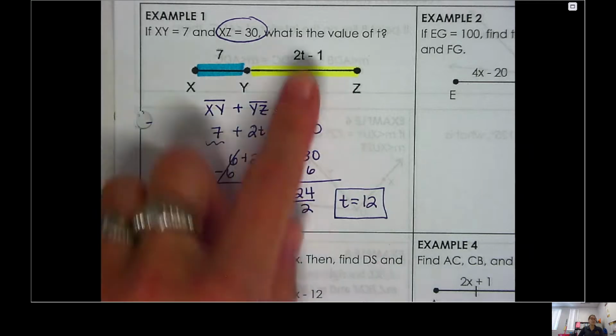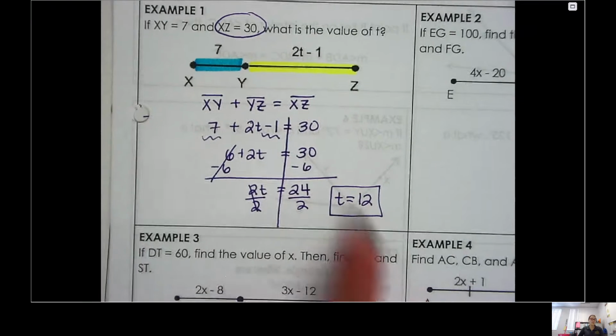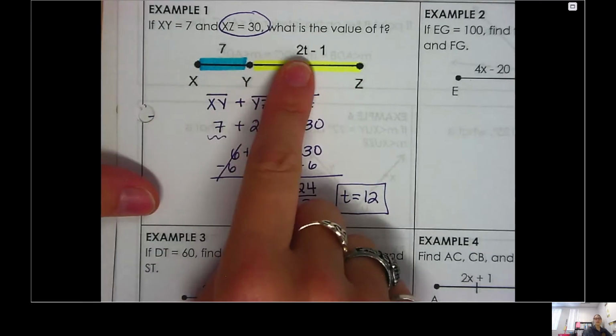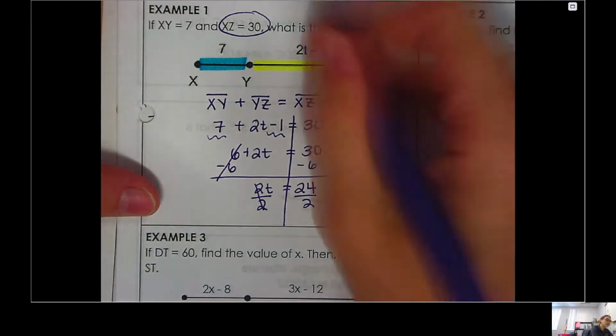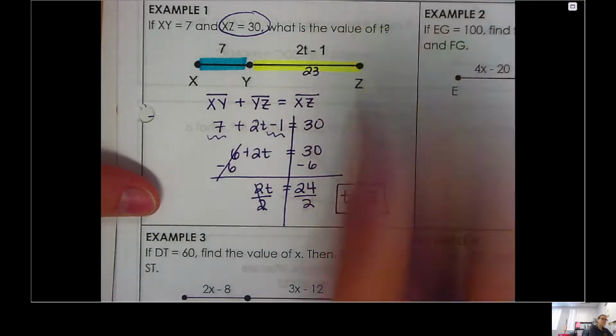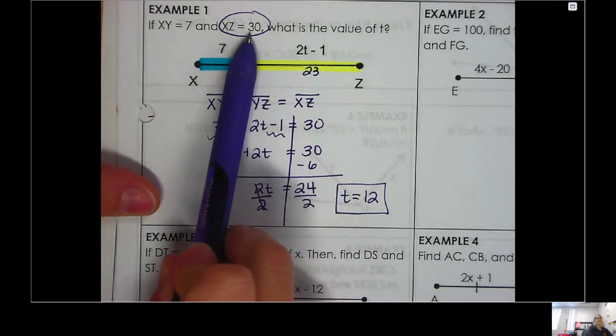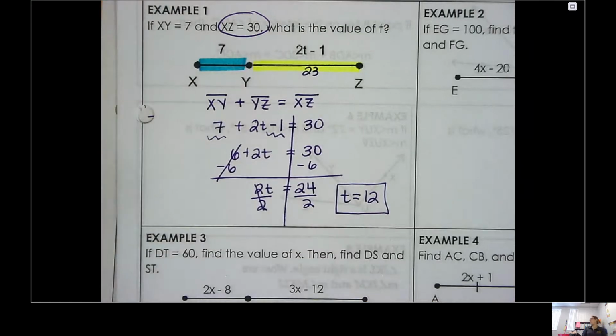Instead of a t there, you could plug in your 12. So 2 times 12 is? Minus 1 is? 23. So is 7 plus 23 30? Yes, so you did it right. Good job. Nicely done. That's all we're doing today. Easy stuff, right? The 2 smaller pieces added together always give you the larger piece. So it's piece plus the piece equals the whole.